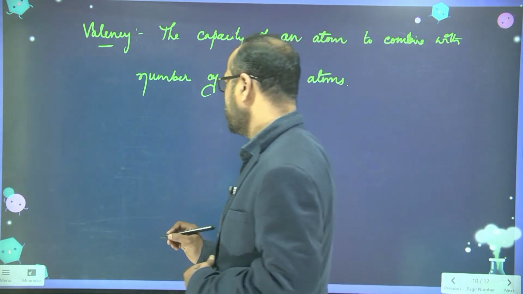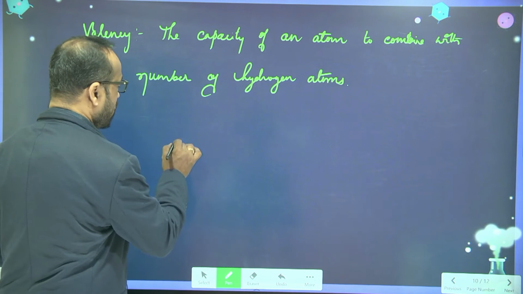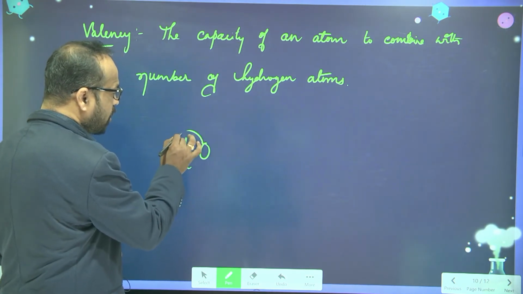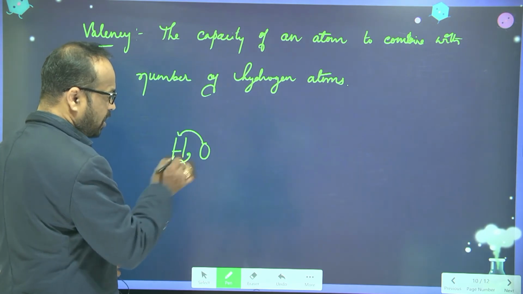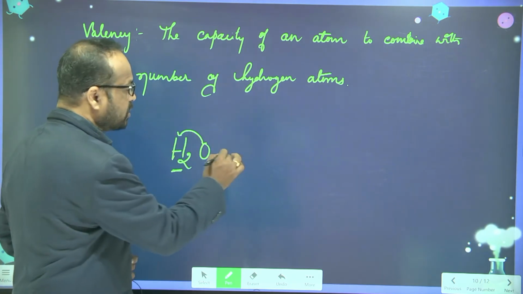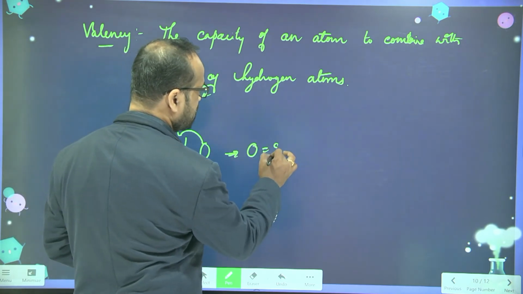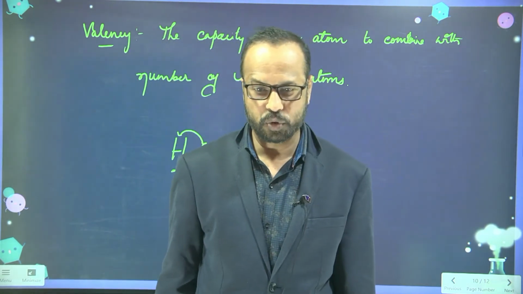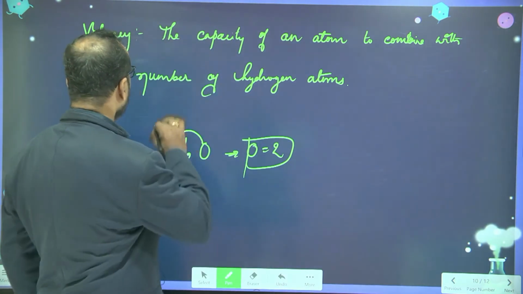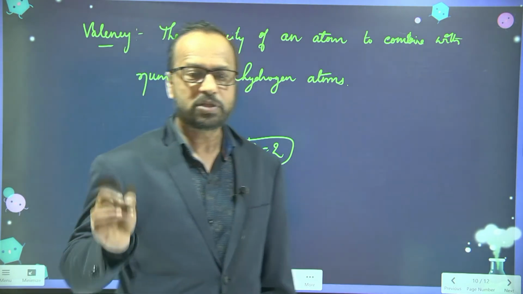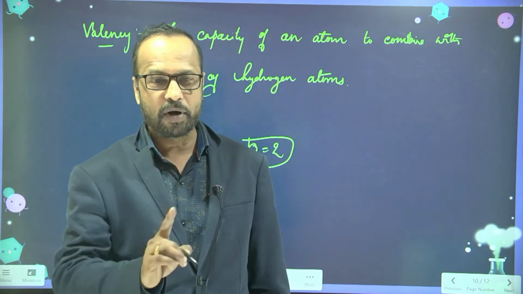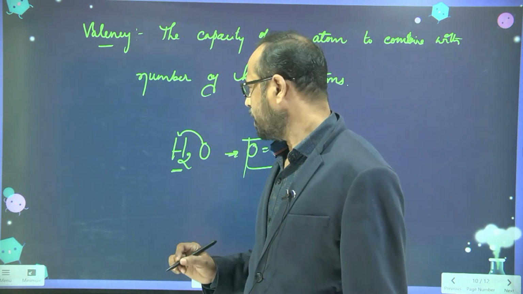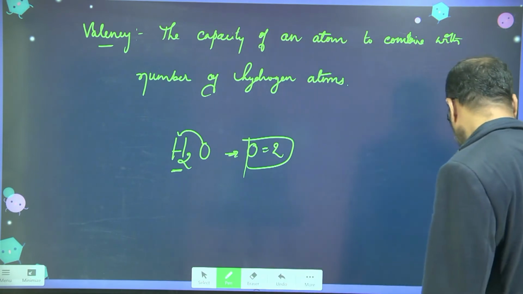Okay, so see here, for example, just now we discussed the formula of water H2O. So here oxygen is combining with how many hydrogens? Two hydrogens. So therefore, oxygen valency is 2. Okay, so like this we can find the valency of the element. So students, valency of the element is very important to write the chemical formulas. Okay, now I'll tell how to remember this valency easily.